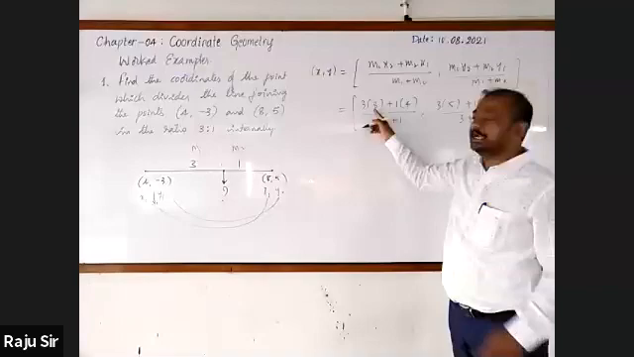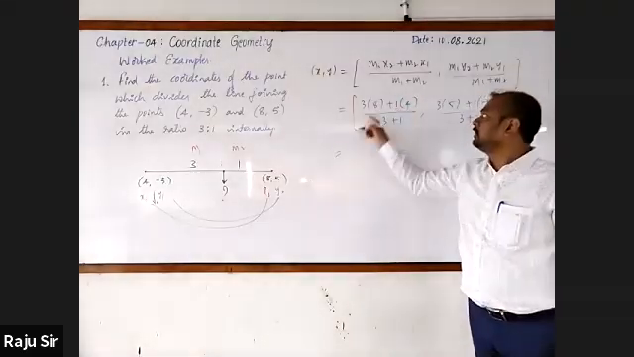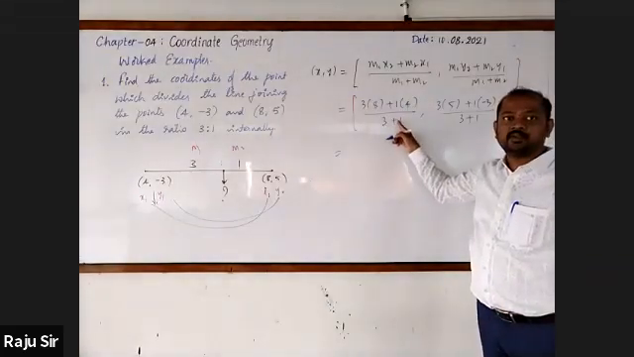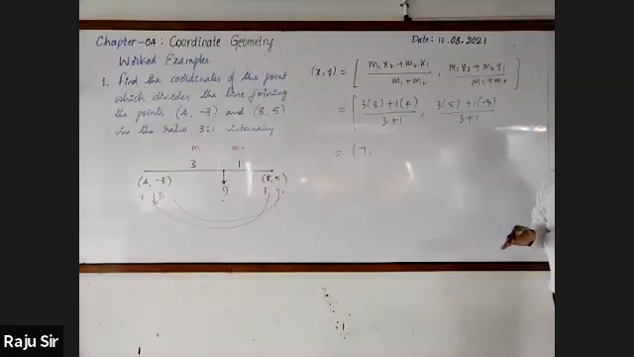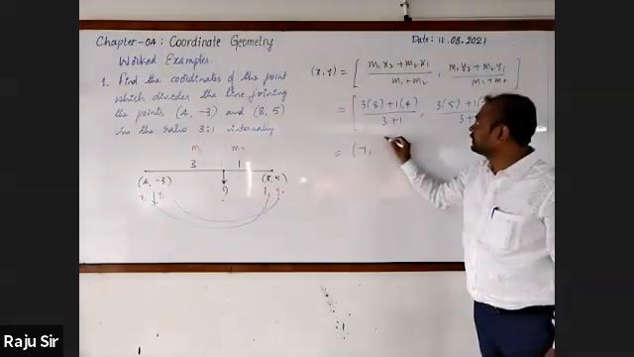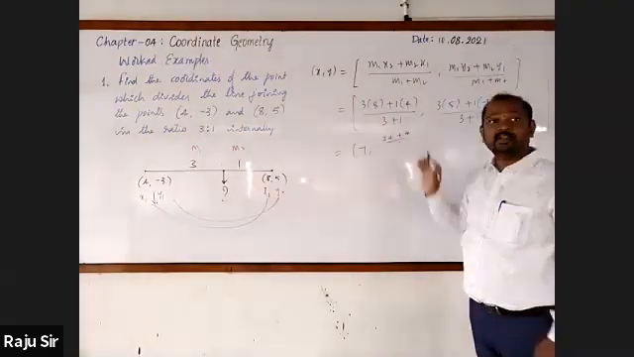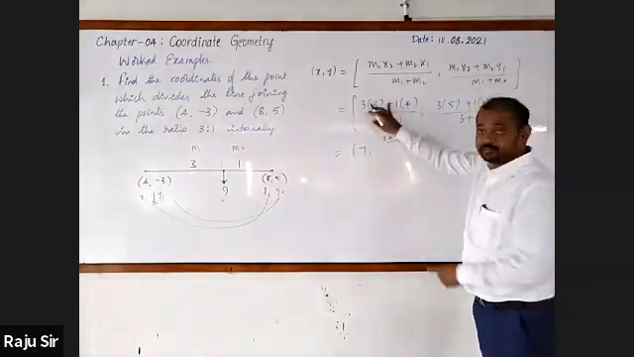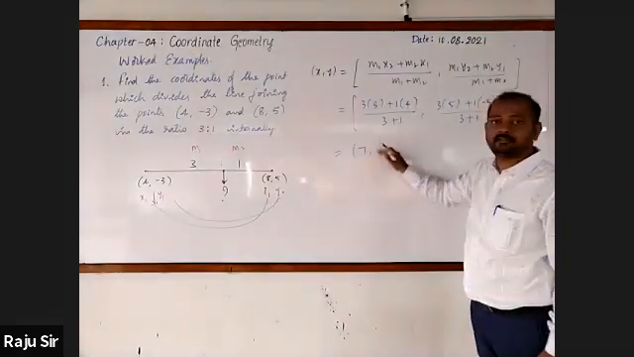Next, 3 8s are 24 plus 4 1s are 4, 28 by 4. If you do all these steps, no extra marks are given. After substitution we expect this answer.